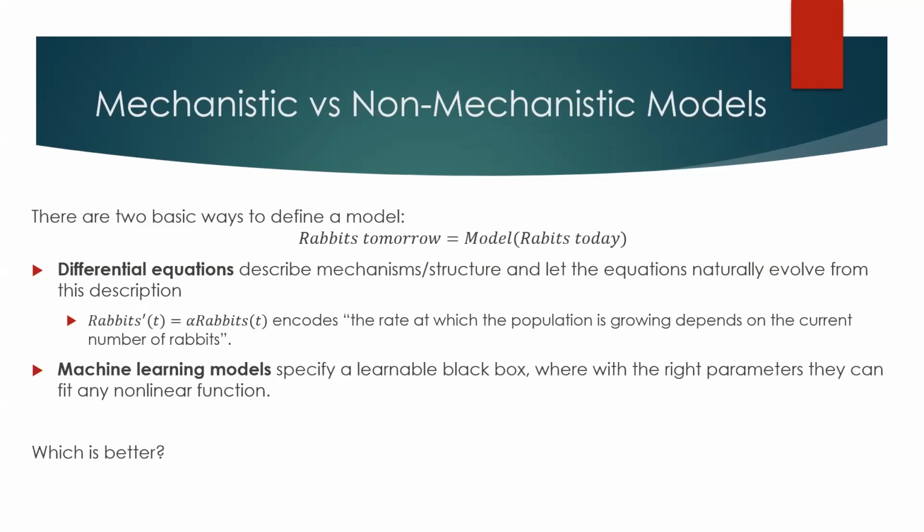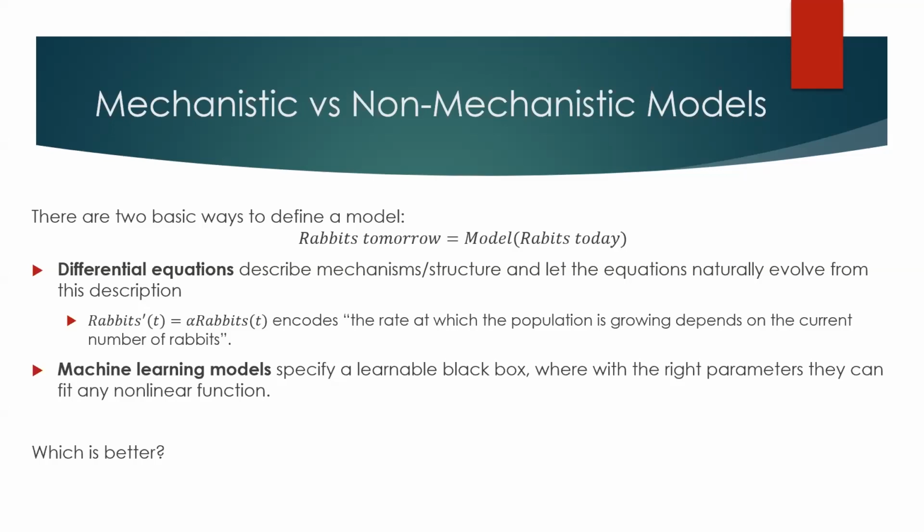Differential equations or other scientific simulations describe mechanisms and structure that let the equations naturally evolve from this description. We saw this in the ecological models, where we say, here's a mechanistic assumption that the number of rabbits increases proportionally with the number of current rabbits. You can have these mechanisms. You can have first order interactions between chemicals that you know are interacting with each other. You can have your first order physics relationships in there, and then you say, if all these relationships are true, what should I be expecting about the future?